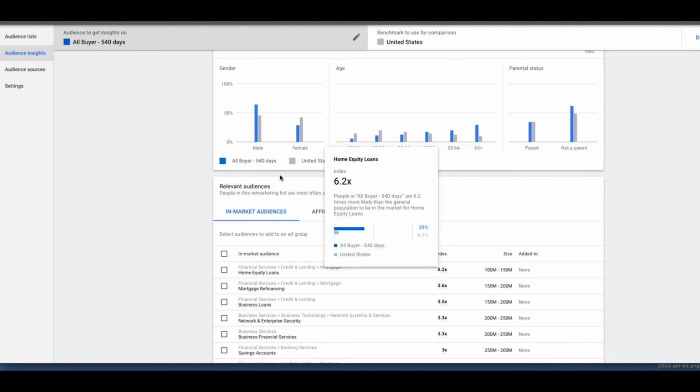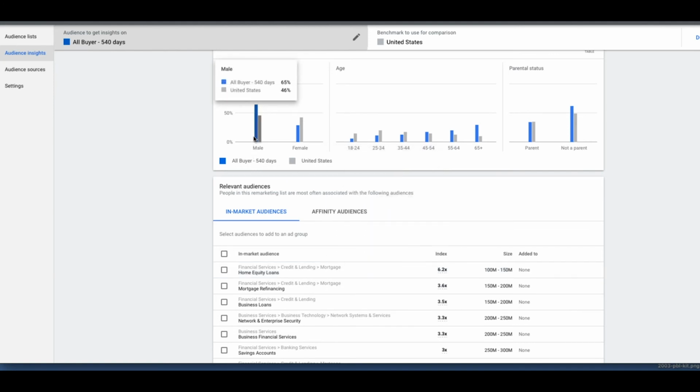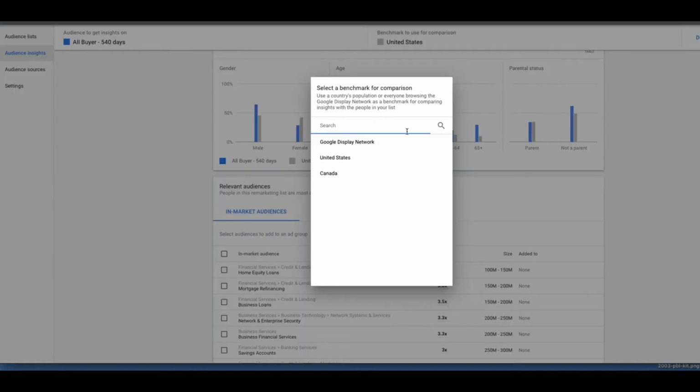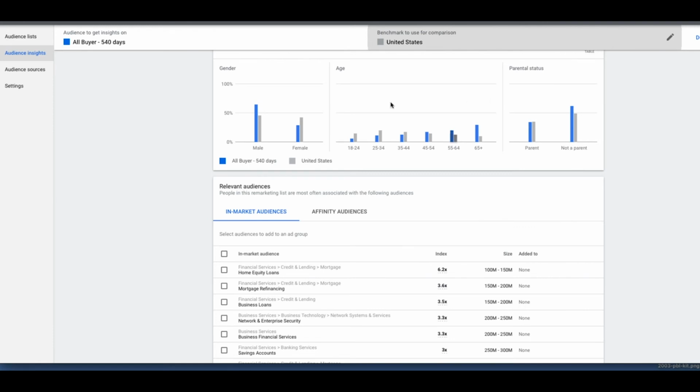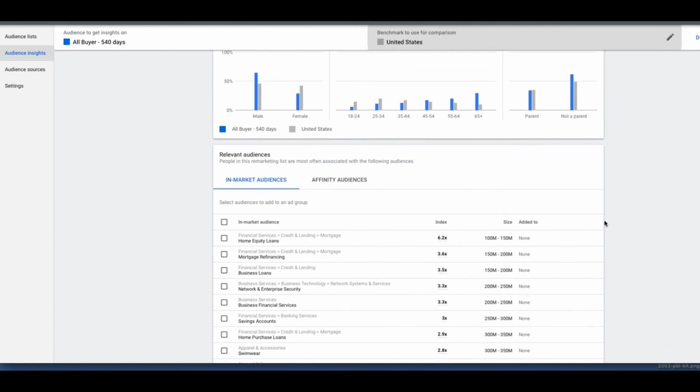The rest of this really works the same way. It's just comparing your buyers against the benchmark of essentially Google's network within the United States. And you can also look, I believe, at the entire Google Display Network, Canada. You can compare that. So these trends make sense. Male, like I said, older tend to do really well. They're not parents. Their kids are probably out of the house.